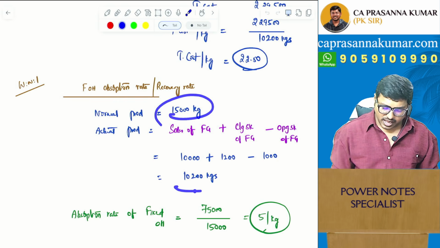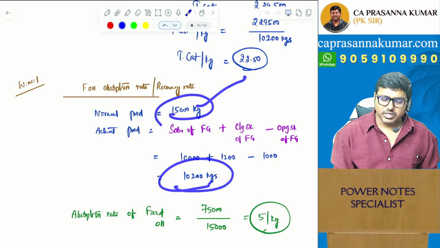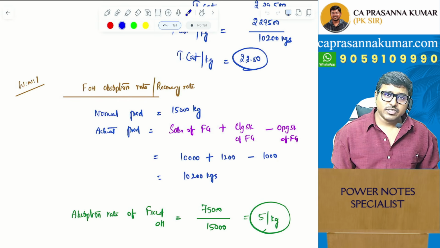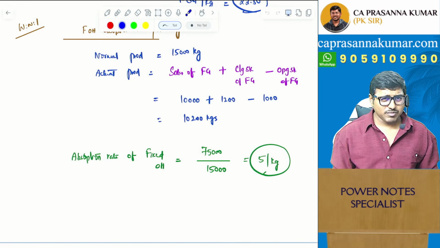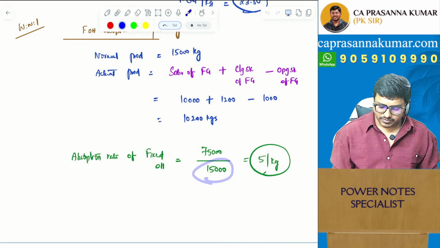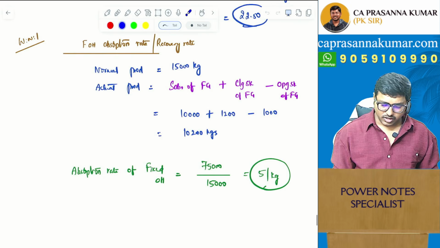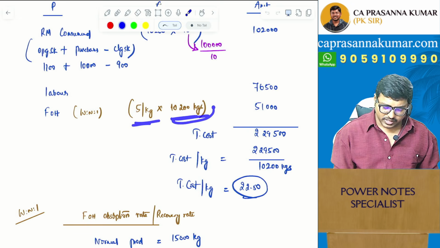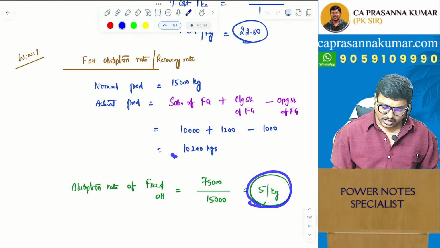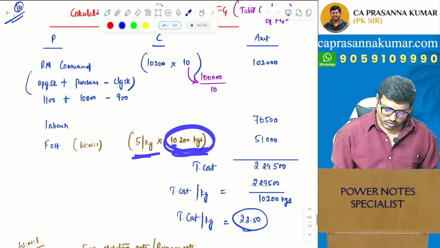Now, normal or actual, whichever is higher. What is higher? Normal is higher, 15,000. Therefore, take fixed overheads, divide it by normal, which is 15,000. Fixed overheads is 75,000, from the question I've copy pasted. Divided by 15,000, you get 5 per kg. Got the point? Now, this 5 per kg into how many kgs you have consumed? 10,200 kgs, that's your actual output, right? So 10,200 into 5 per kg.